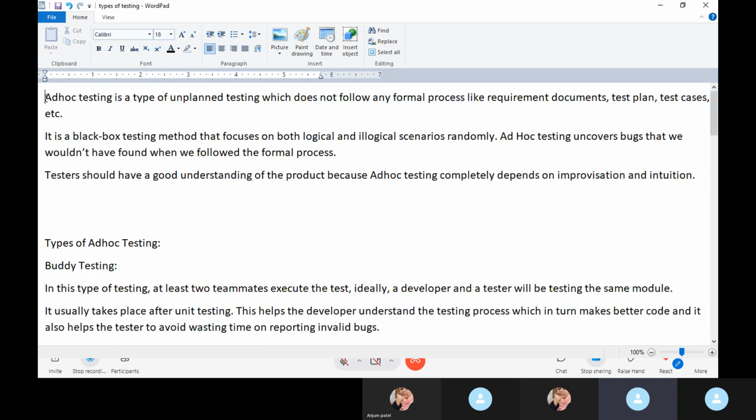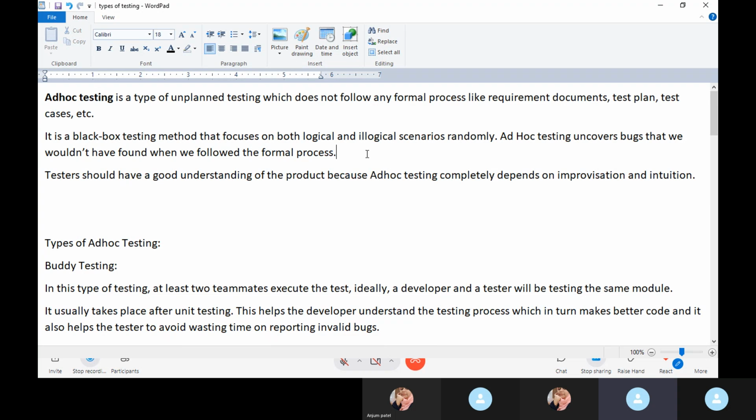There are some different types of testing. We have seen functional testing, regression testing. Now we will see some other types of testing. One of them is ad hoc testing. Ad hoc testing is an unplanned activity which does not follow any formal process like requirement document, test plan, test cases, etc. It comes under the black box testing method that focuses on both logical and illogical scenarios. Ad hoc testing uncovers the bugs that we would not have found when we followed the formal process.